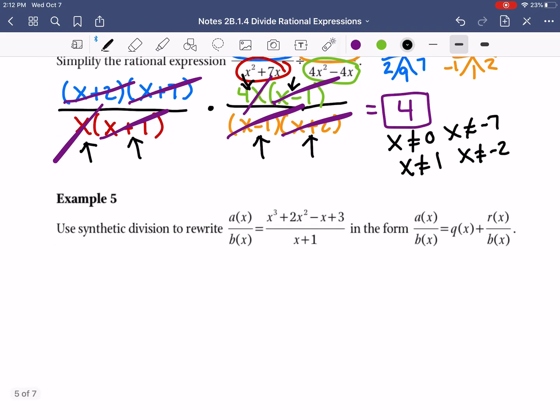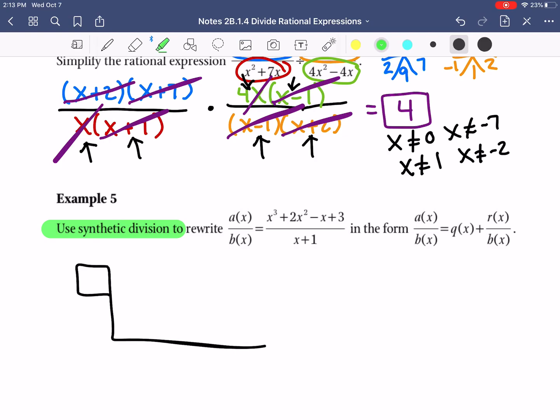Last one is a throwback to synthetic division, because when you're dividing polynomials, if it's just a monomial, okay, it says x cubed plus 2x squared minus x plus 3 divided by x plus 1. So we can use synthetic division. That's what the problem asks us to use. So we're throwing it back.